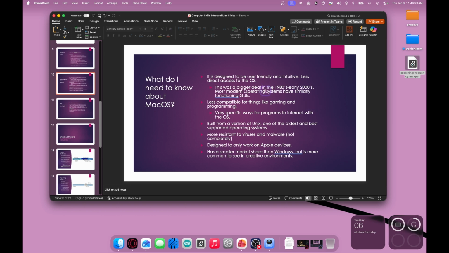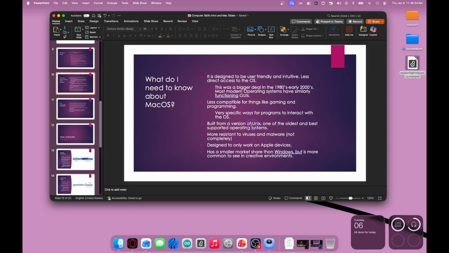It's an integrated experience. It is less compatible, and I'm speaking broadly, for things like gaming, a lot of programming uses, stuff of that nature that need that really low level access. And there's very specific ways for the programs to interact with the operating system here that are not as universal as some other operating systems have. So again, it does make it a little harder to develop things.